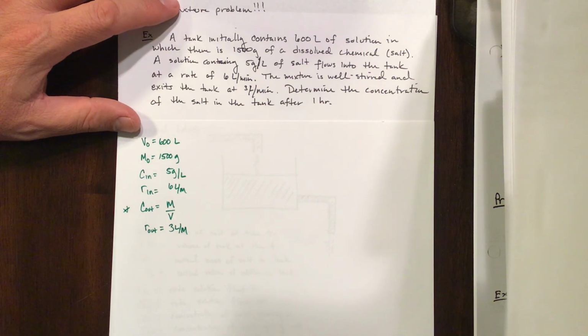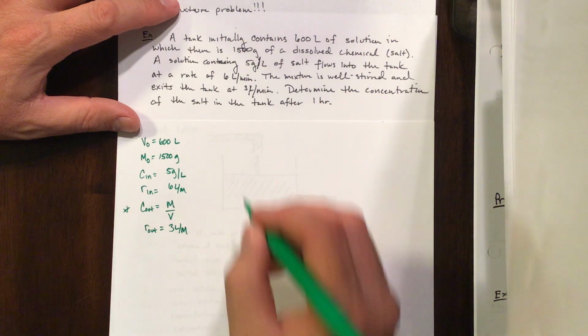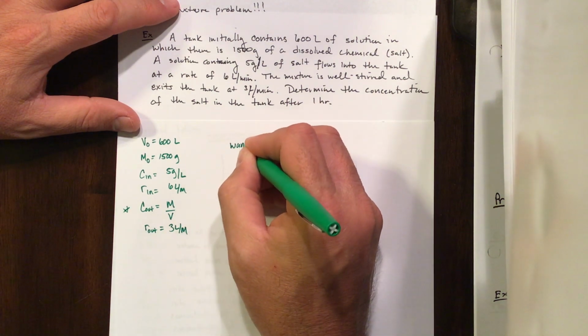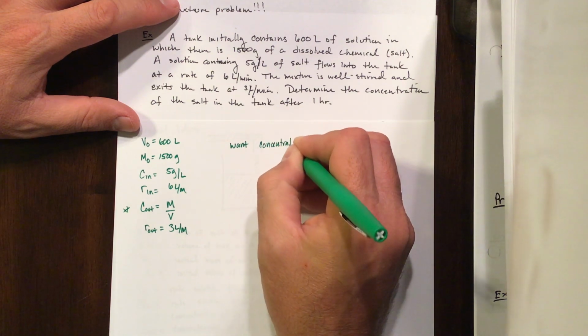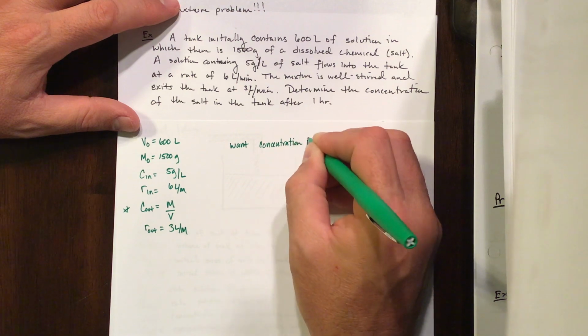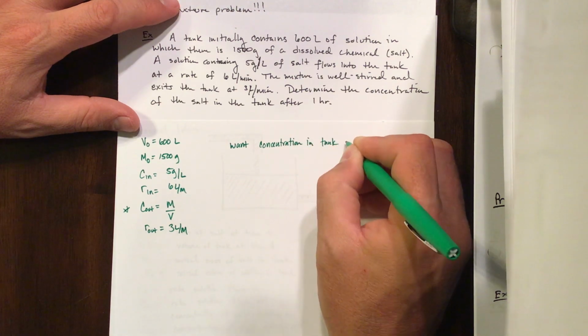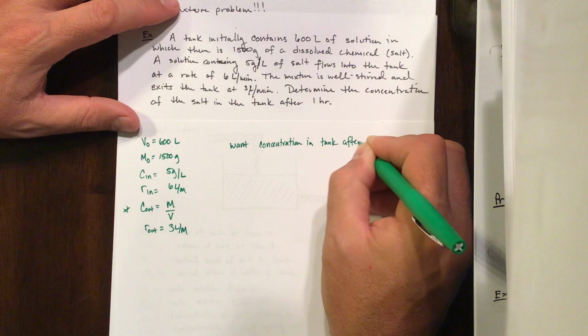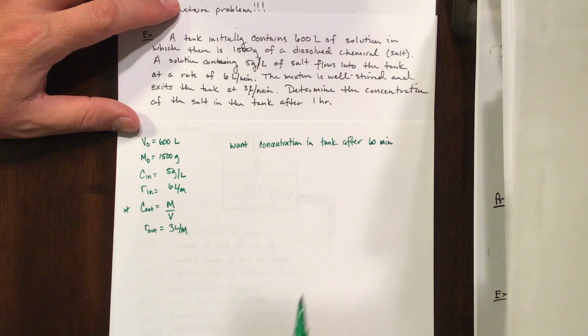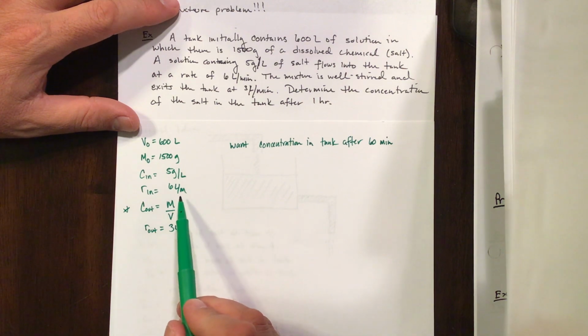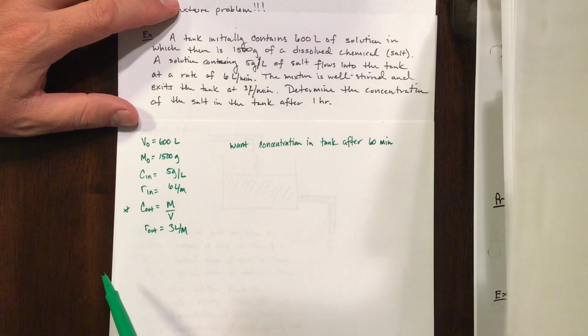Determine the concentration of the salt in the tank after 1 hour. Okay, so I'll write that in words. We want the concentration in the tank after 60 minutes. Now, why did I change to minutes? Well, because the units of R in and R out are in minutes. So our function M of t should be in minutes.